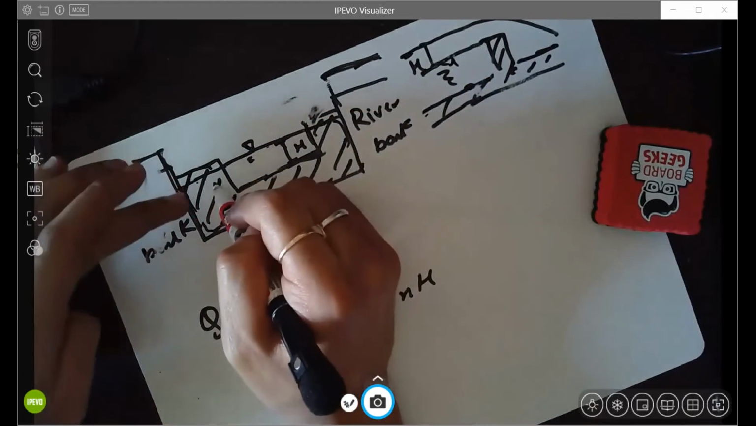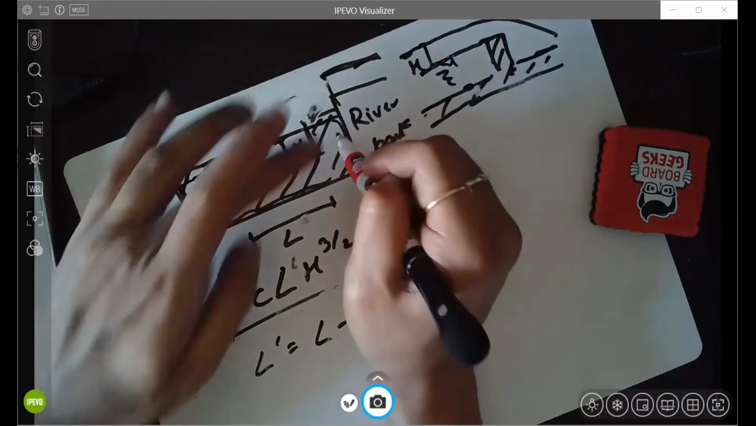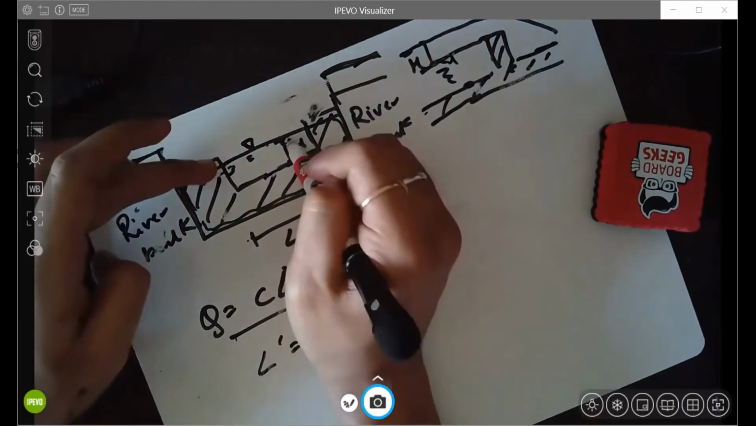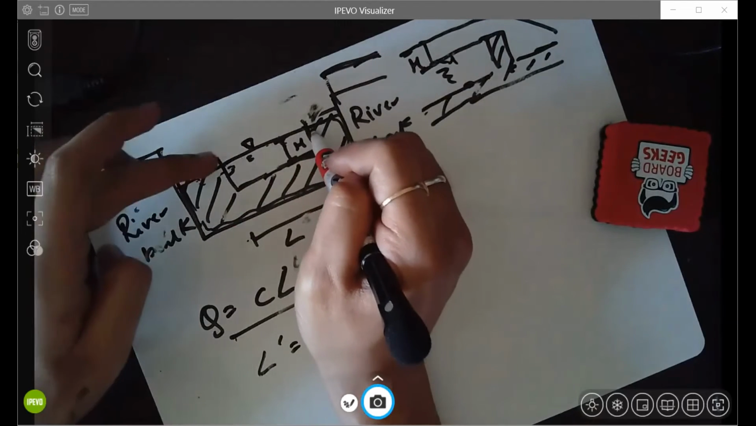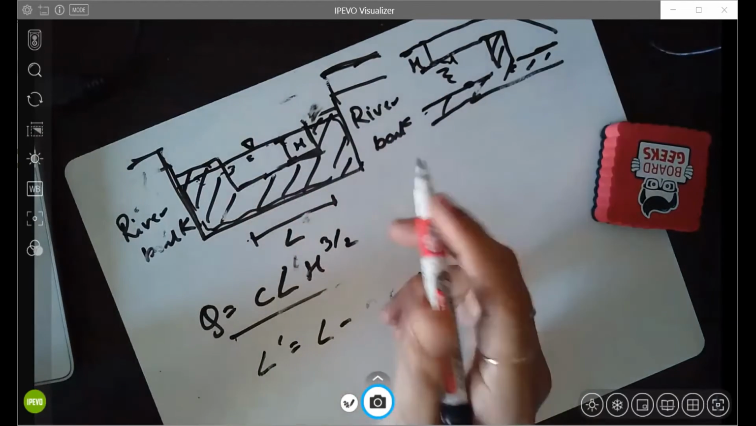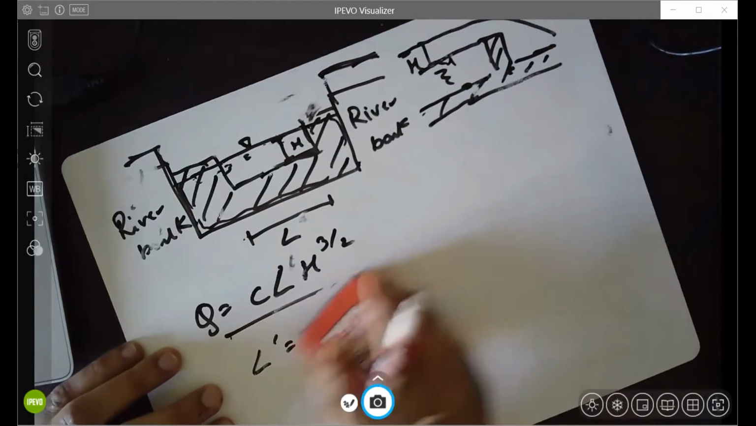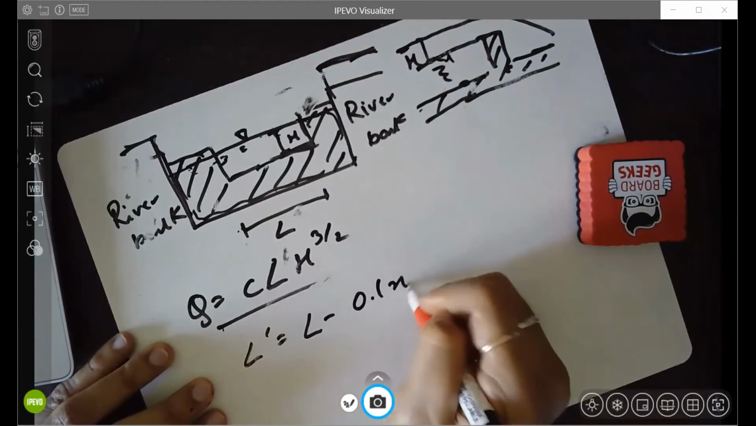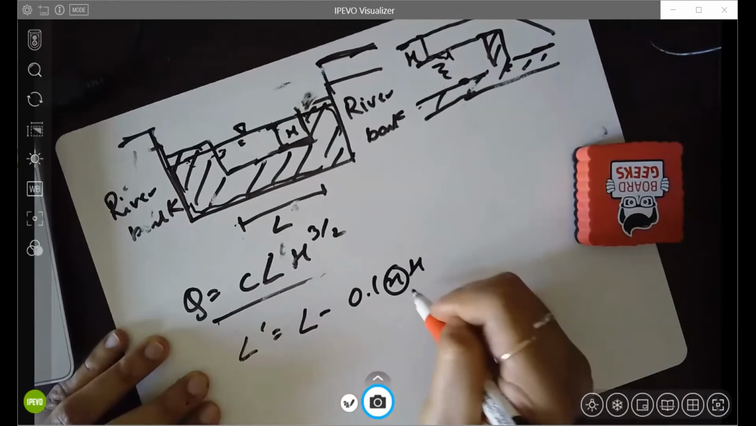it crashed against the walls of this weir, and then changed directions, and then had to undergo a contraction in volume to emerge from here. This caused a loss of energy. To account for this loss of energy, we use L minus 0.1 into N into H. This N accounts for that.